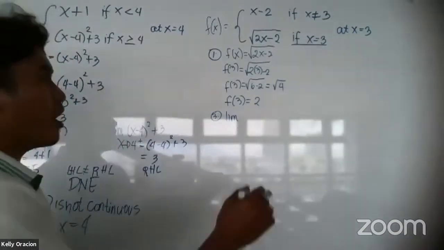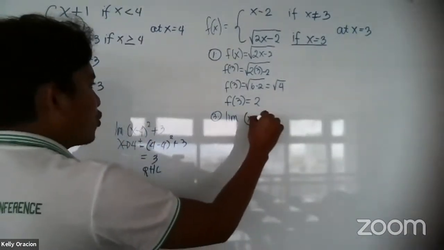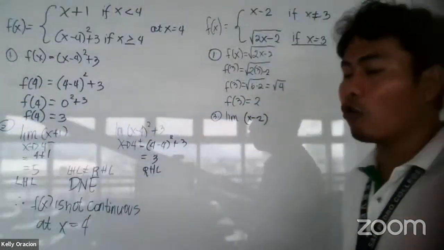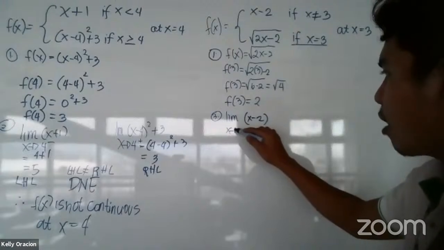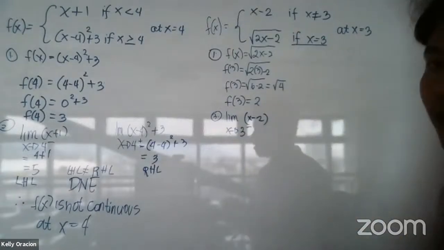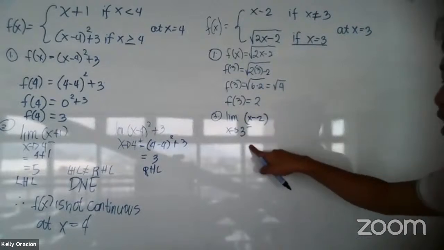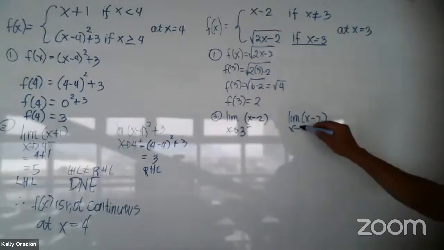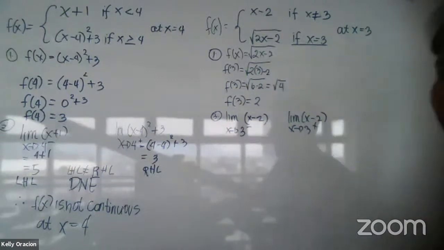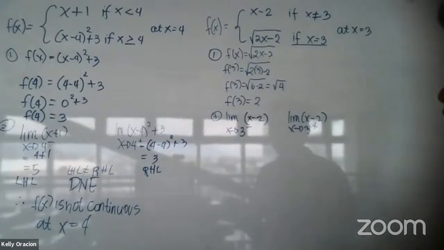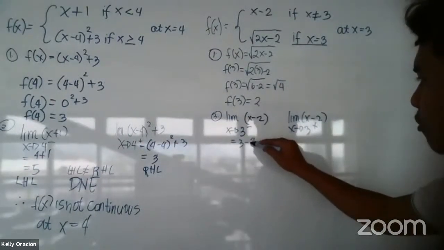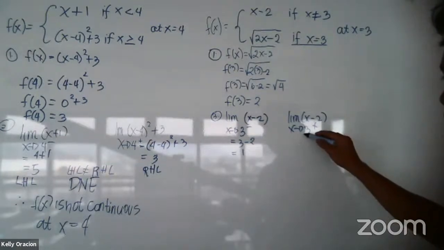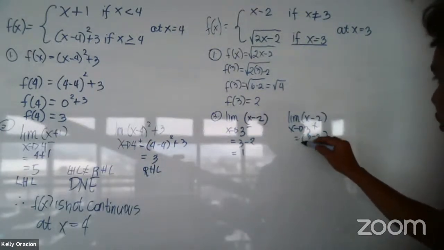So the limit of x minus 2. Two limits will be taken. The limit of x minus 2 as x approaches 3 from the left, this is for the less than. The other side is x minus 2 as x approaches 3 from the right, and that is for the greater than. Substitute, class. 3 minus 2 is equal to 1.